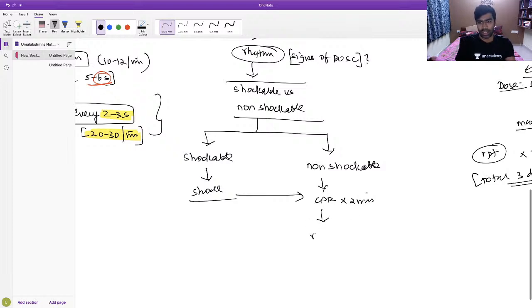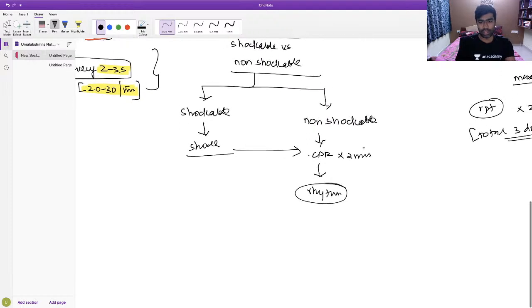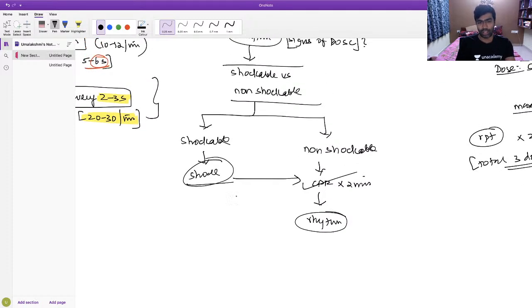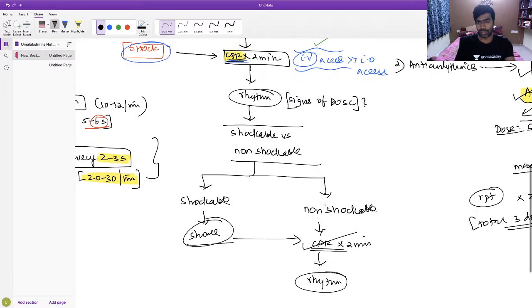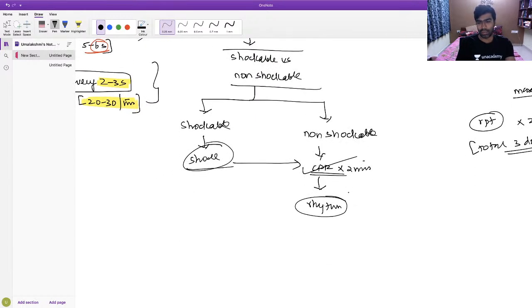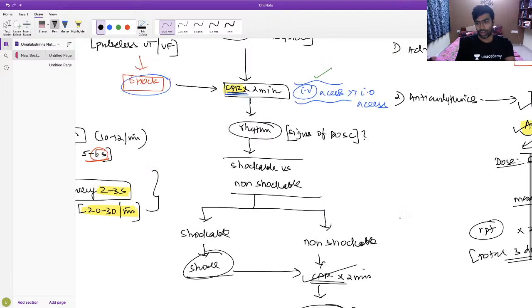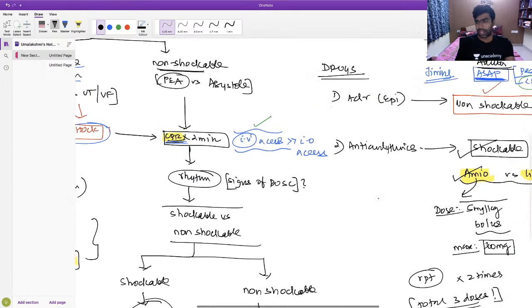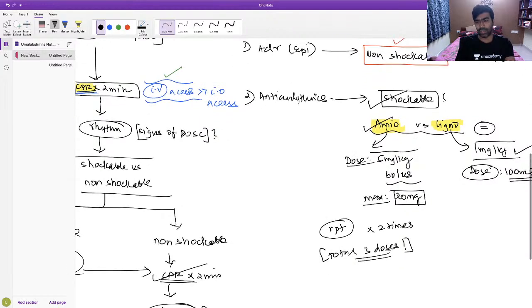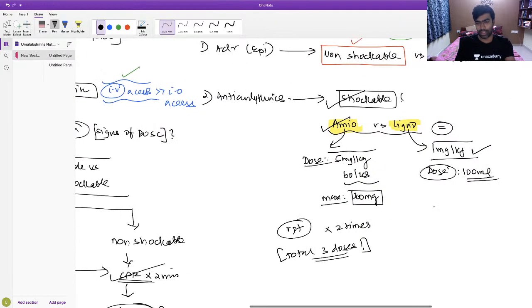And after this, again see what the rhythm is. In this particular situation, again it can be shockable or non-shockable. If it's shockable, deliver a shock. If it's non-shockable, resume CPR for 2 minutes. Even after delivering a shock, you're going to give CPR for 2 minutes. That is something which should not be forgotten. At the time of seeing the rhythm, you can also look for any signs of ROSC. There are a lot of signs of ROSC, and quite a few changes have been made regarding ROSC, which we'll be discussing subsequently.